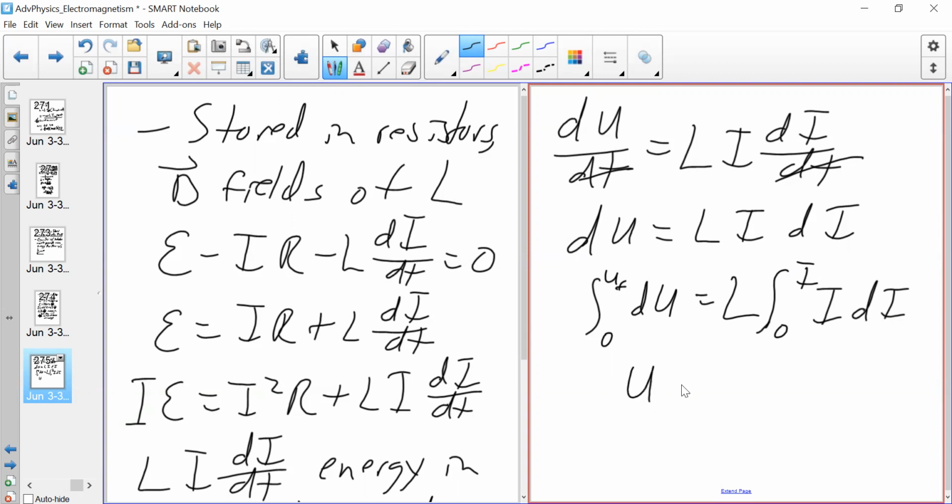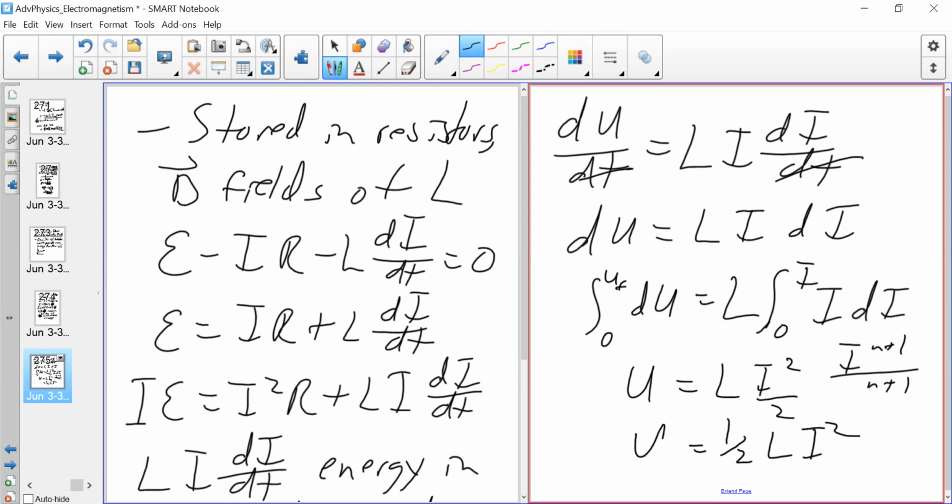This becomes U equals L. And when we antiderive this, remember, it's I to the n plus 1 over n plus 1. So that's going to be an understood 1. I to the first power is I. So this is going to be I squared over 2, or more easily put, 1/2 Li squared. So this is the expression for the energy of an inductor. This energy is stored or held in its magnetic field.